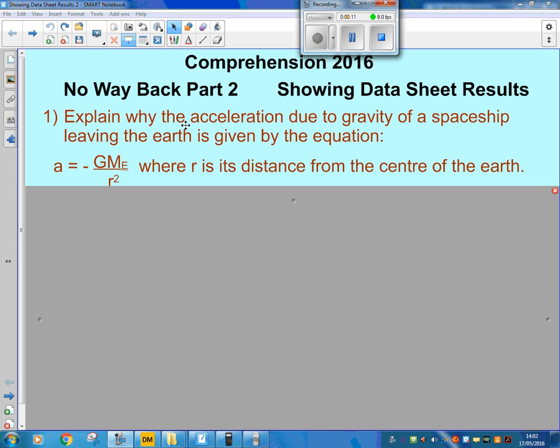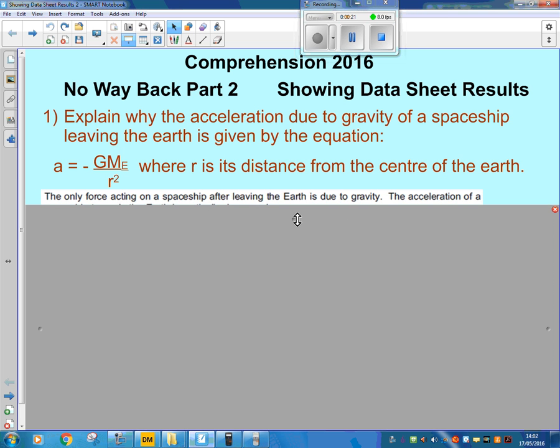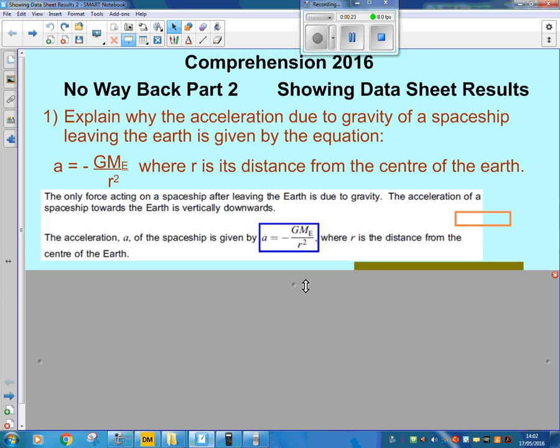The first thing you're being asked to do is explain why the acceleration due to gravity of a spaceship leaving the Earth is given by this equation. So first of all, if we have a look on page 5, then towards the top you'll see the relevant information is here, where it's talking about the only force acting on the spaceship after leaving the Earth is due to gravity.